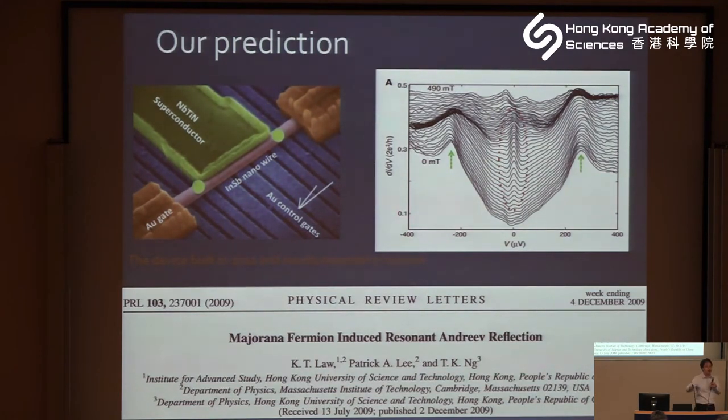How can you tell? You do some experiments. How can you tell if the Majorana fermion is there or not? Many years ago, we had some theoretical predictions. We told the experimentalists that if you have a Majorana here, and you try to inject some electrons from your lead through the Majorana to the superconductor, you will see some peak in the middle, like that. So we predicted something like that.